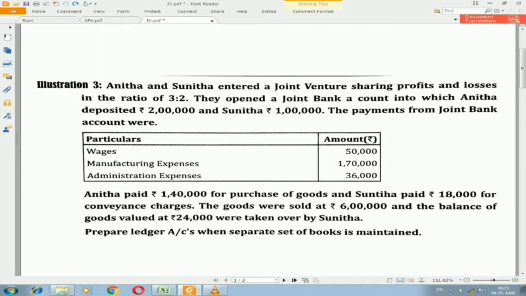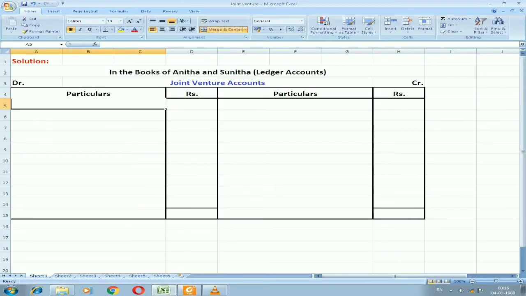Prepare ledger accounts when a separate set of books is maintained. As they have said, we are supposed to prepare the ledger accounts: one is the joint venture account, then the co-venturers account, and also the joint bank account. So we are supposed to prepare these three accounts. In the last account, we are going to balance the amount on the debit side as well as on the credit side. So let us start with the solution. First, we need to record the joint venture account.